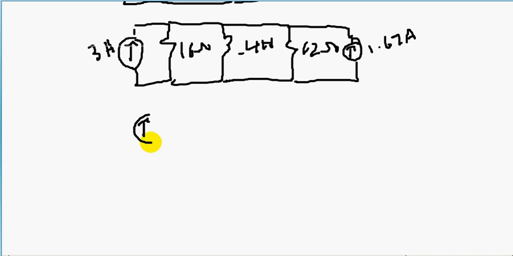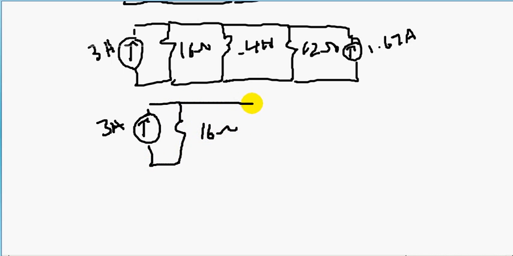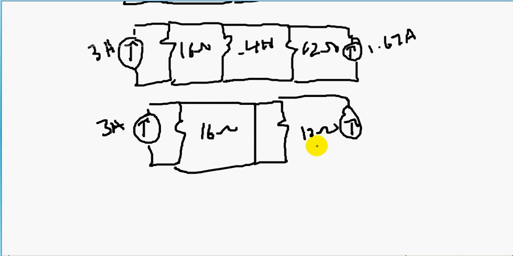Essentially, we would have a 3 amp current source in parallel with our 16 ohm resistor, and this will short, our inductor is short under steady state, and 12 ohms, and our current source, 1.67 amps. And notice that we have this short wire. This is our ground wire.